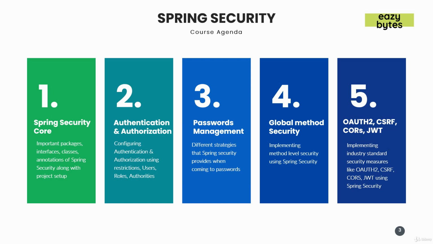with what are the different strategies that Spring Security provides when coming to passwords like storing them, encrypting them, decoding them. We will also be looking at global method security, which is a feature provided by Spring Security on how to apply security and authorization rules on top of your Java methods. And at last, we'll be covering the most common security hot topics like what is OAuth2, what is CSRF, CORS, what are JWT tokens. So all those industry standard vulnerabilities will be discussed throughout this entire course.